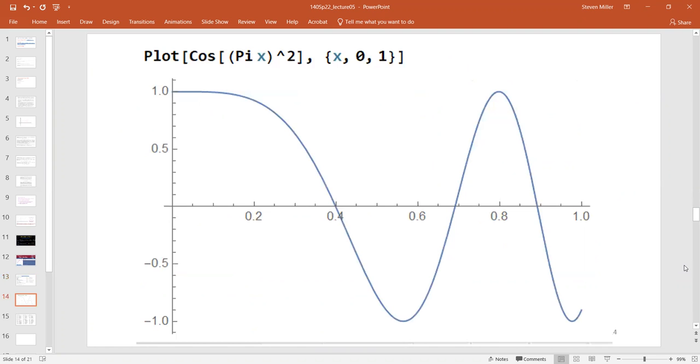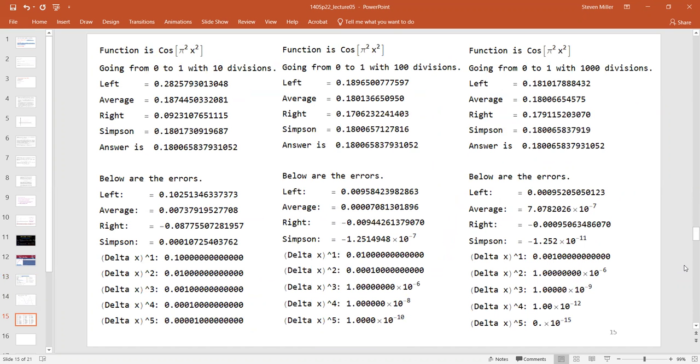And let's look at the accuracy. So I did three different tests. I did 10 divisions, 100 divisions, and 1,000 divisions. So I calculated the left, the average, the right, Simpson's, and the true answer. When you look at these, it's sometimes hard to tell just how good something is. So sometimes it's better to look at the errors.